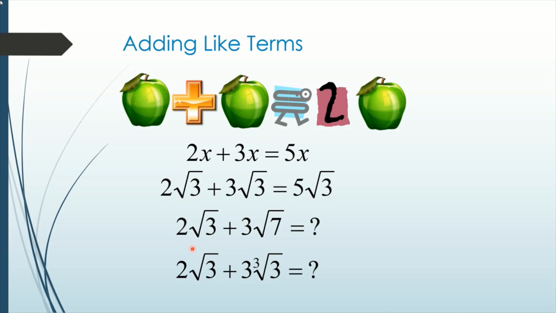Now let's look at these. What do you think 2 square root of 3 plus 3 square root of 7 is? You would just leave it the same because they're unlike terms. Same thing with 2 square root of 3 plus 3 cube root of 3. These are slightly different. One's a square root, the other's a cube root. In order to add like terms, they have to be exactly the same, either the variable part or the numerical part.